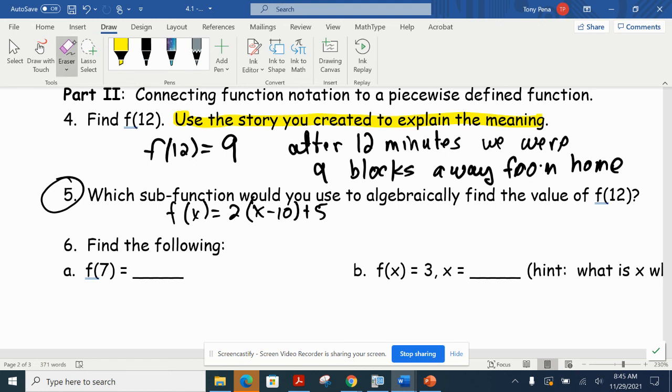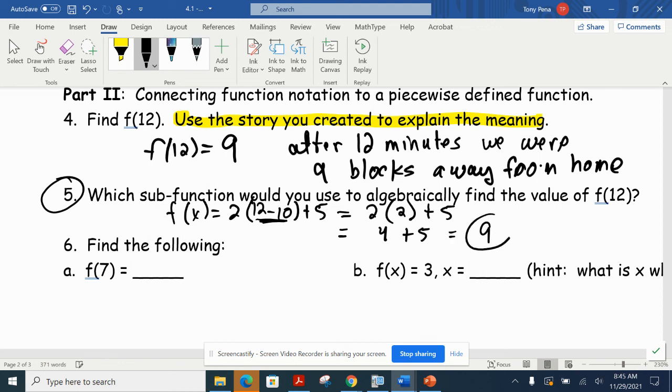Watch what happens now when you plug in the 12. So if I plug in a 12 right here, let's evaluate this. 12 minus 10 is a 2. 2 times 2 is a 4. And then plus 5. Notice how that would also give you the same y value of 9 that you got on that line. So you can do it algebraically with the equation, or you can use your graph, one way or the other.